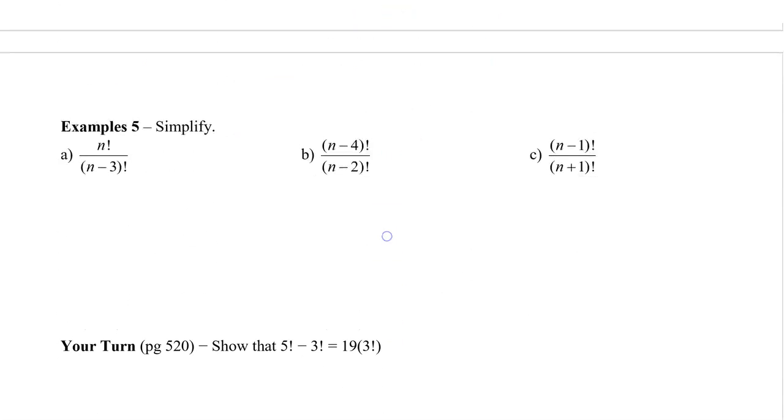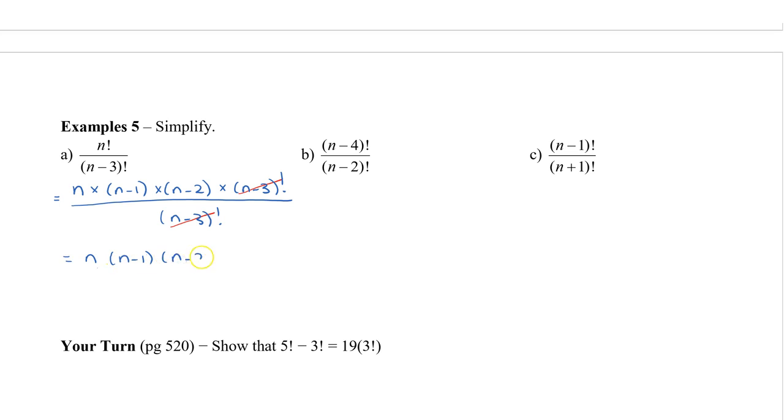So doing something similar here, we have n factorial, which is bigger than n minus 3 factorial. So we're going to start with our numerator. This will be n times n minus 1 times n minus 2 times n minus 3, and I'm going to stop here because that now matches my denominator of n minus 3 factorial. So these will cancel off. And then I'm going to be left with n times n minus 1 times n minus 2. Let's take a look at one more.